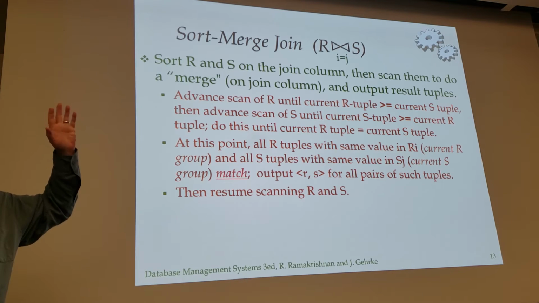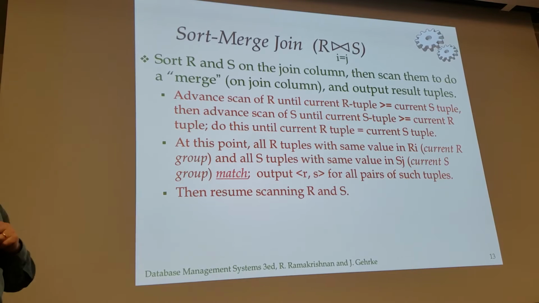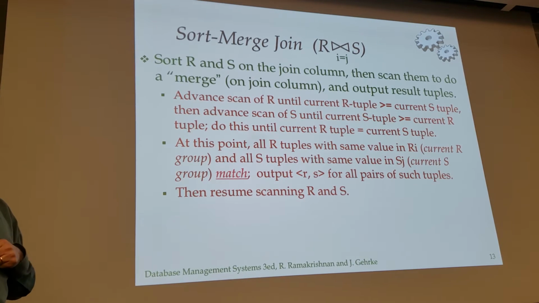So, if for 79 I find 8 things here and 12 things here, there'll be 96 things that come out, because they also all have join column equal to 79. But again, remember, for a given tuple there may be no matches, there may be a whole bunch of different matches. Again, I can have 12 things in R matching 8 things in S, that produces 96 tuples in the answer. So you keep advancing again until you get a tie.